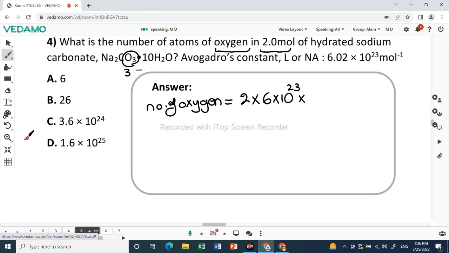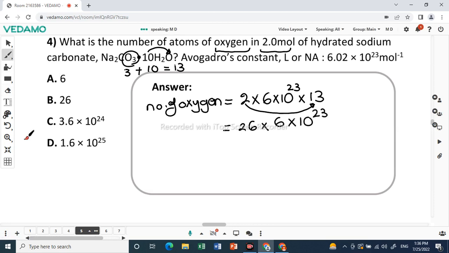I have 3 oxygens here plus 10 water molecules, so it is 10 times 1, so it's a 10. In total I have 13, so we need to multiply by 13. Going through the math, 2 times 13 equals 26, multiplied by 6, and then multiplied by 10 to the power of 23.